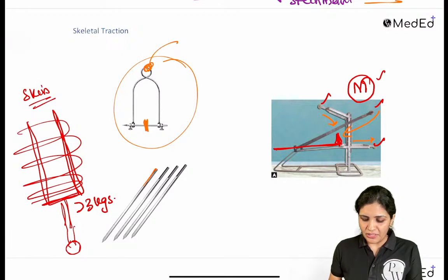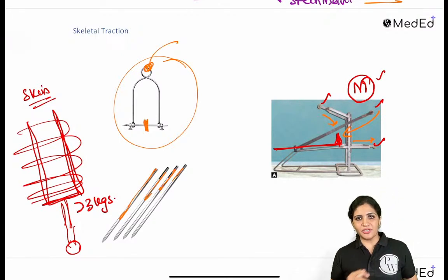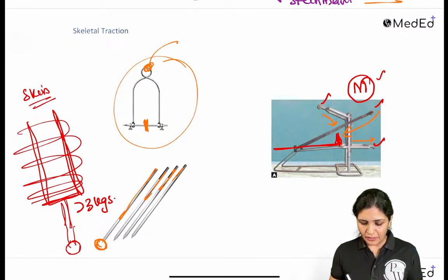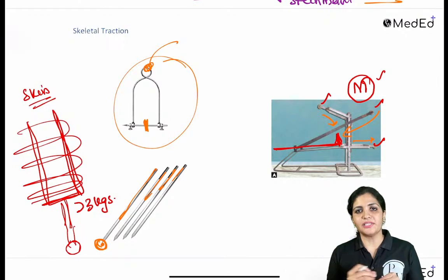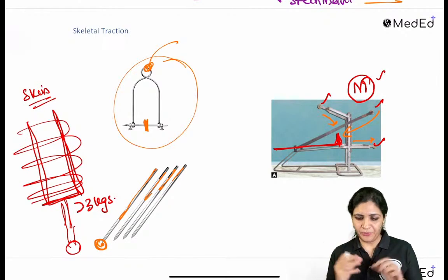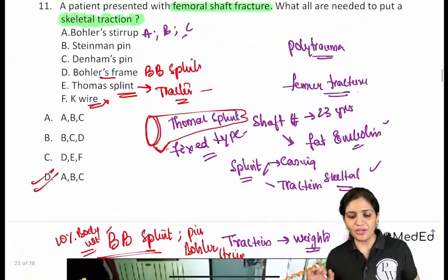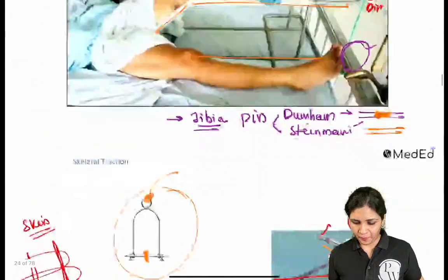and this is the pin which I was talking about. So these are the Steinmann pins, right? If you see there are no threads to it, this is called the plain Steinmann pin. And this pin, the sharp point is one which you first try to put inside the bone, right? So this is the apparatus, and this is the equipment which is used for your skeletal traction.